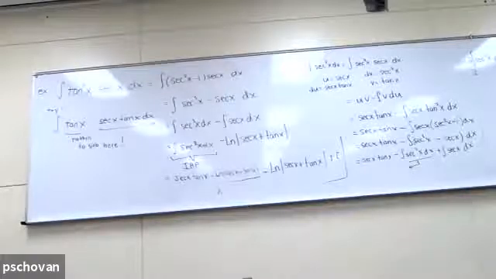And then we're going to substitute out the tangent squared for secant squared minus 1. Then you can see you've got a polynomial integral, and you just integrate.